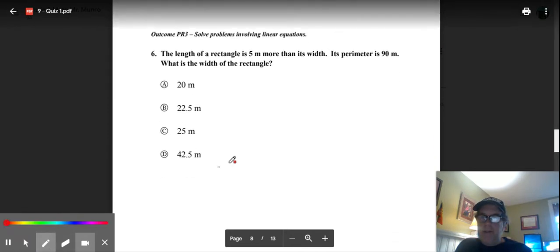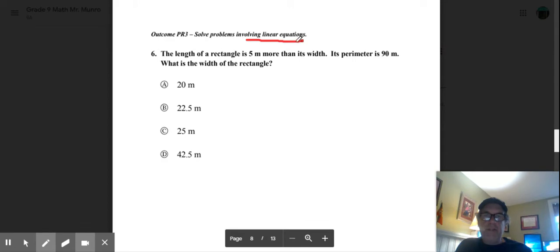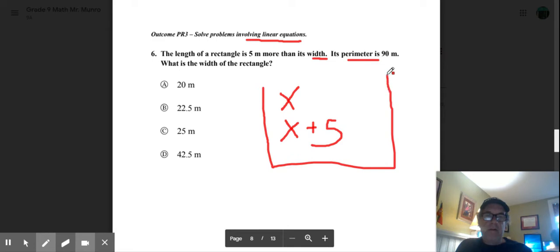Question number 6. Now it's linear equations, and the length of the rectangle is 5 more than the width. So we know nothing about the width. The width is x. The length is going to be x plus 5. When you talk perimeter, it's all the way around the box, right? All the way around. So the width will be x here. The length is x plus 5 there. So you have 1, 2, 3, 4 x's and 10, and your perimeter is there.